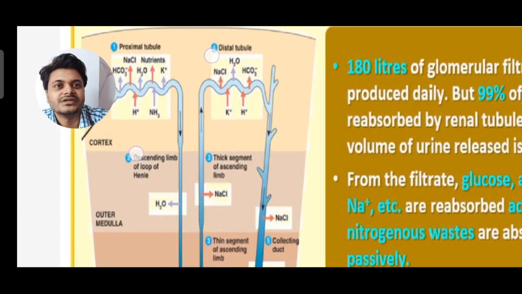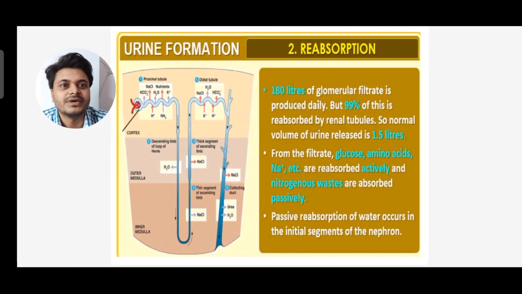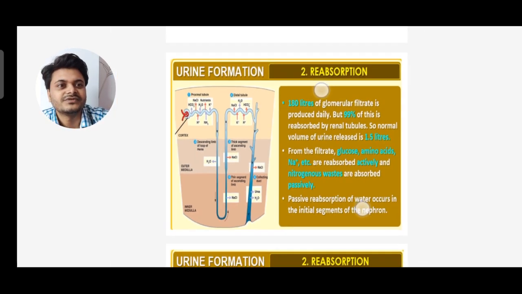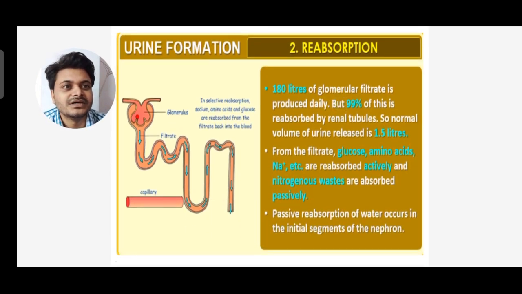You can see in the proximal convoluted tubule the sodium chloride ions. Ammonium ion is getting inside, hydrogen ion is getting inside, water is being released, potassium ion is being released, and bicarbonate ion. All the ions are given. This is for reabsorption. You can see 180 liters of glomerular filtrate are produced daily, as I said earlier.